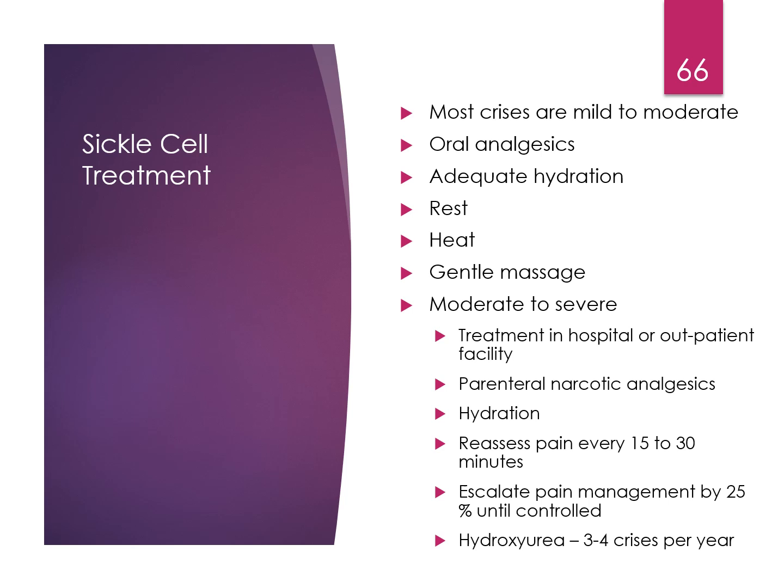So how do we treat these patients? Most individuals who have sickle cell, we treat them if they have a mild or moderate crisis. We will normally give them oral analgesics. We need to make sure these patients stay hydrated. They need to get rest, and the use of heat and gentle massage.